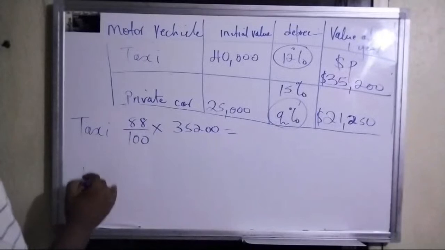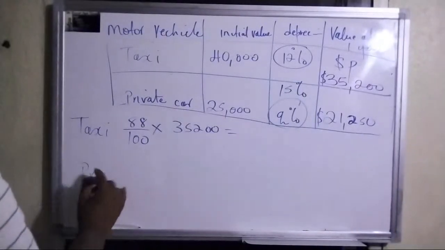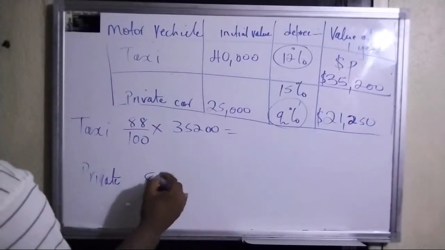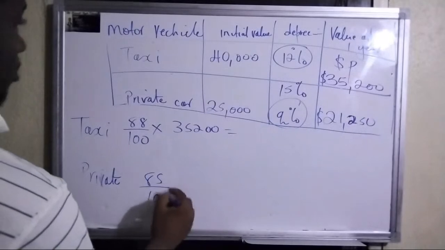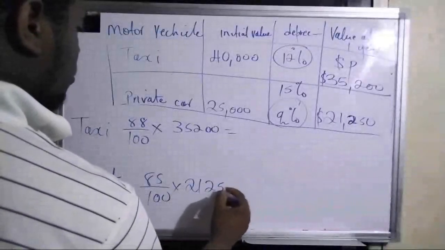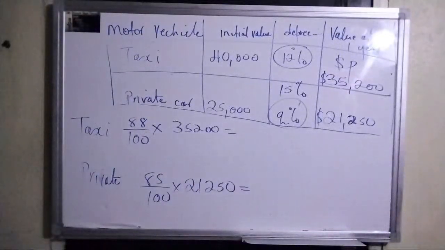And for the private car now, we know that the rate is 15%. So it means that we're going to find 85% of this. So that's 21,250. For my students, we didn't do this part today because I did not see it.